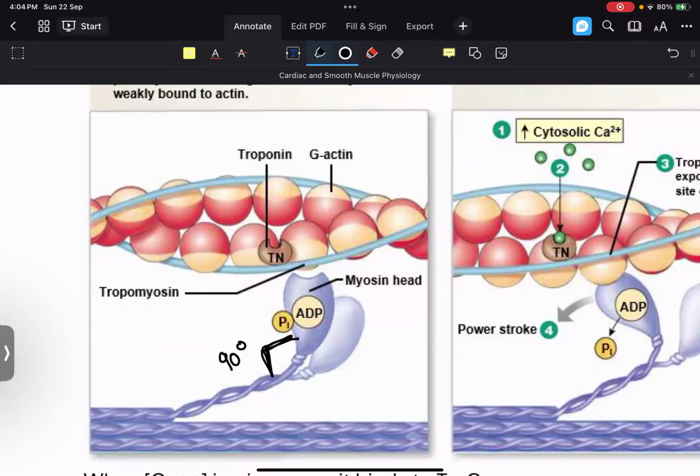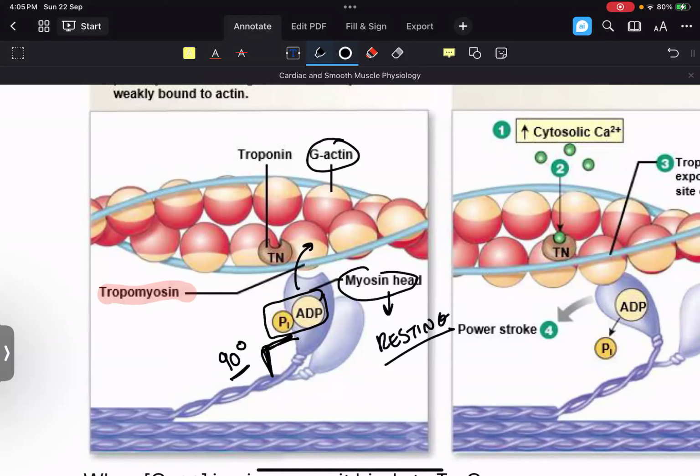And furthermore, the myosin head has your ADP and phosphate attached to it. When your myosin head is at 90 degrees and when it has ADP and phosphate attached to it, you know that your myosin head is in its resting state. Okay, so now we know that the myosin head is in its resting state. Furthermore, we can see that there's a structure called tropomyosin that is preventing your myosin head from directly attaching to the actin molecule. Okay, so this is where you guys start your cross-bridge cycle. Your myosin head has ADP and phosphate attached to it. It's at its low energy, 90 degrees state, and the tropomyosin is inhibiting it from directly binding to the actin.